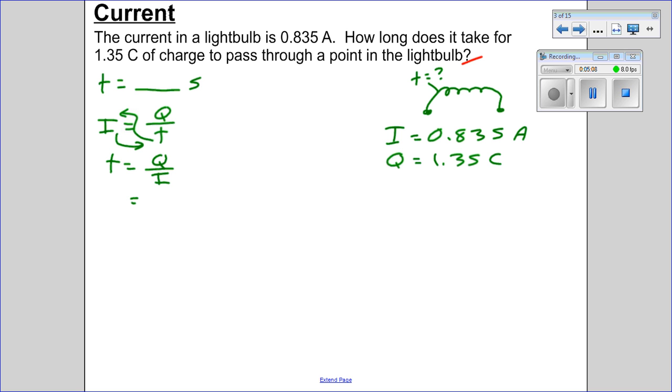Step 6, plug in the numbers. Q is 1.35 coulombs, and current is 0.835 amps. And when we put those numbers through, do your own calculation here, make sure you're good on the calculator, I get 1.6167 something. We only need 3 significant digits. I get that because that's 3 and that's 3. So 3 significant digits here is going to be 1.62 seconds. Next one. See if we can get all of these in 10 minutes.